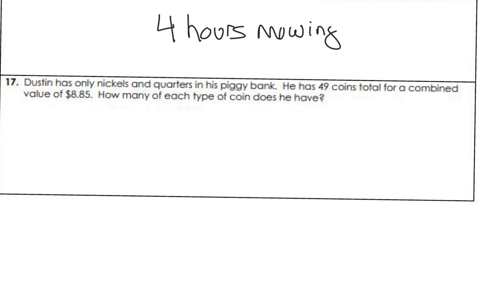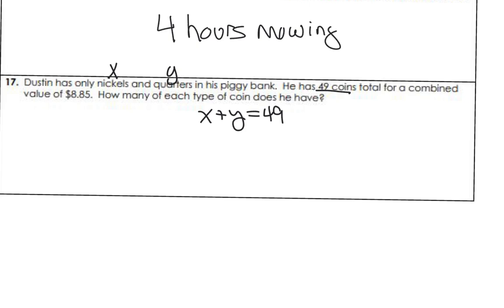Dustin has only nickels and quarters in his piggy bank. Oh, I'm glad we're doing one like this. So he only has nickels and quarters. He has 49 coins total. So let's make nickels X, the number of quarters Y. So he only has 49 coins, so X plus Y equals 49.